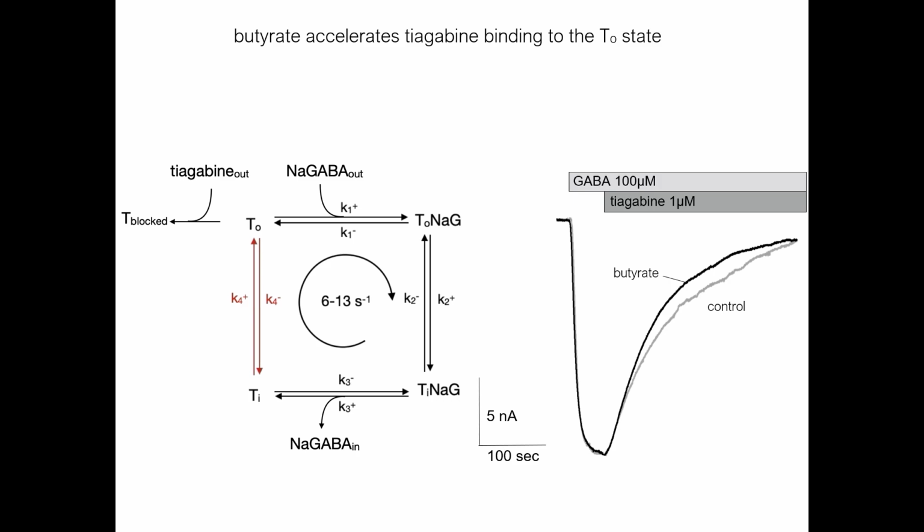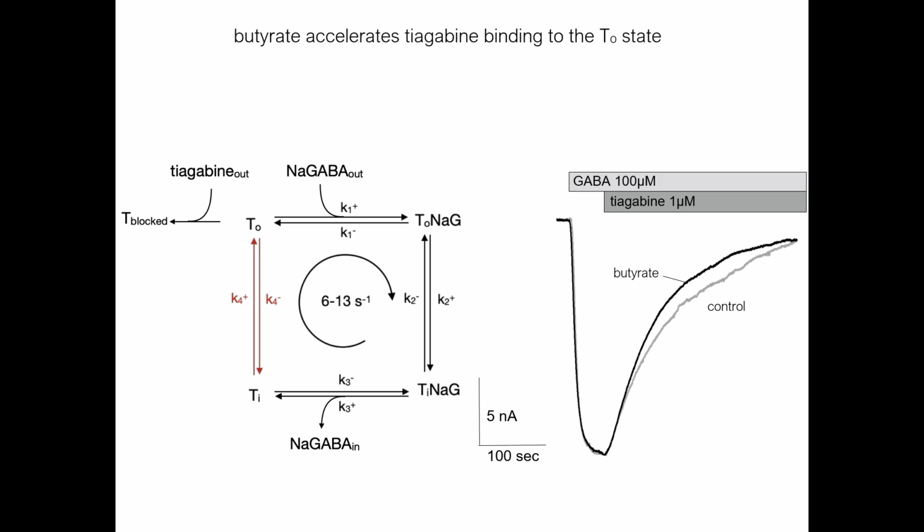Because we know from other work that this transition of the empty transporter is the slowest rate-limiting step in the transport cycle. And one way we can test this idea is by using the inhibitor tiagabine you've heard about. What tiagabine does is it binds to this TO state, and then it goes into a kind of non-productive block state. Tiagabine doesn't get transported, it just stays bound in this pocket, and it goes into a different state.